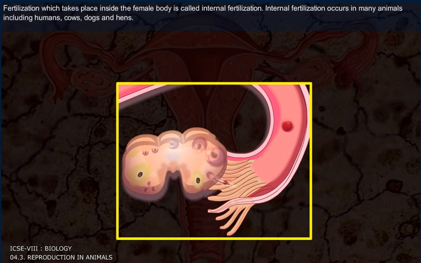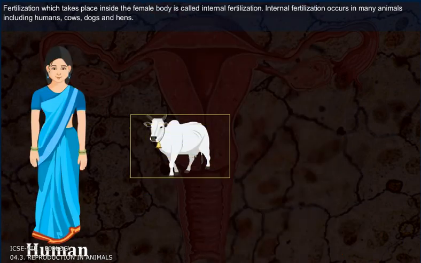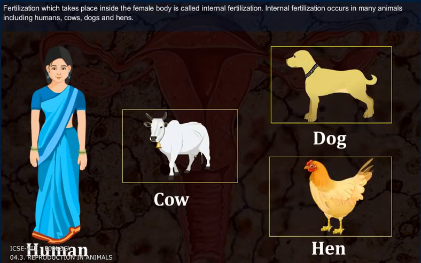Fertilization which takes place inside the female body is called internal fertilization. Internal fertilization occurs in many animals including humans, cows, dogs, and hens.